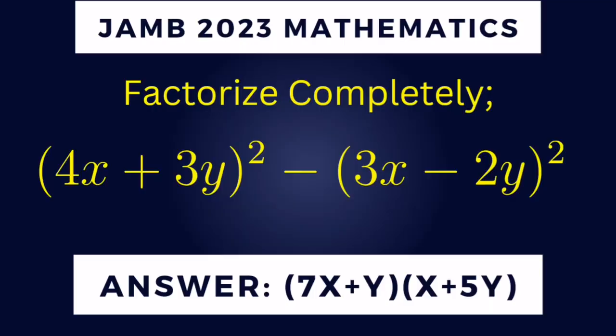Number 30. You have to factorize completely (4x plus 3y) all squared minus (3x minus 2y) all squared.